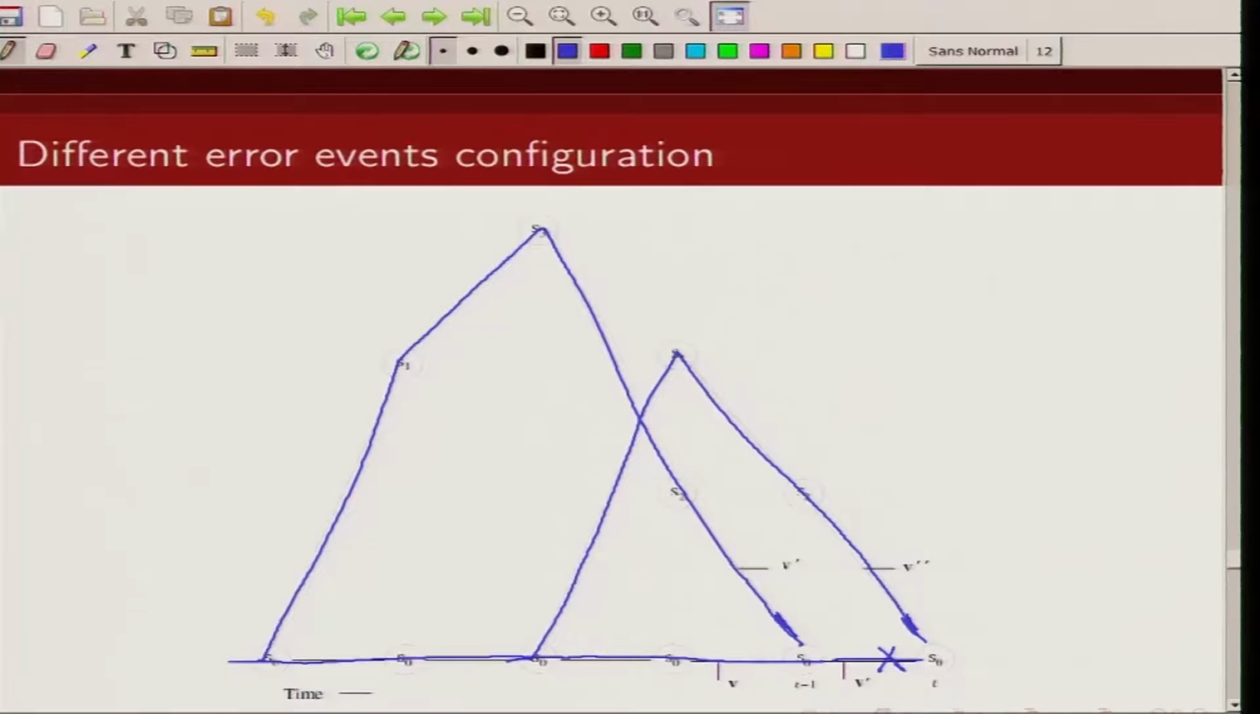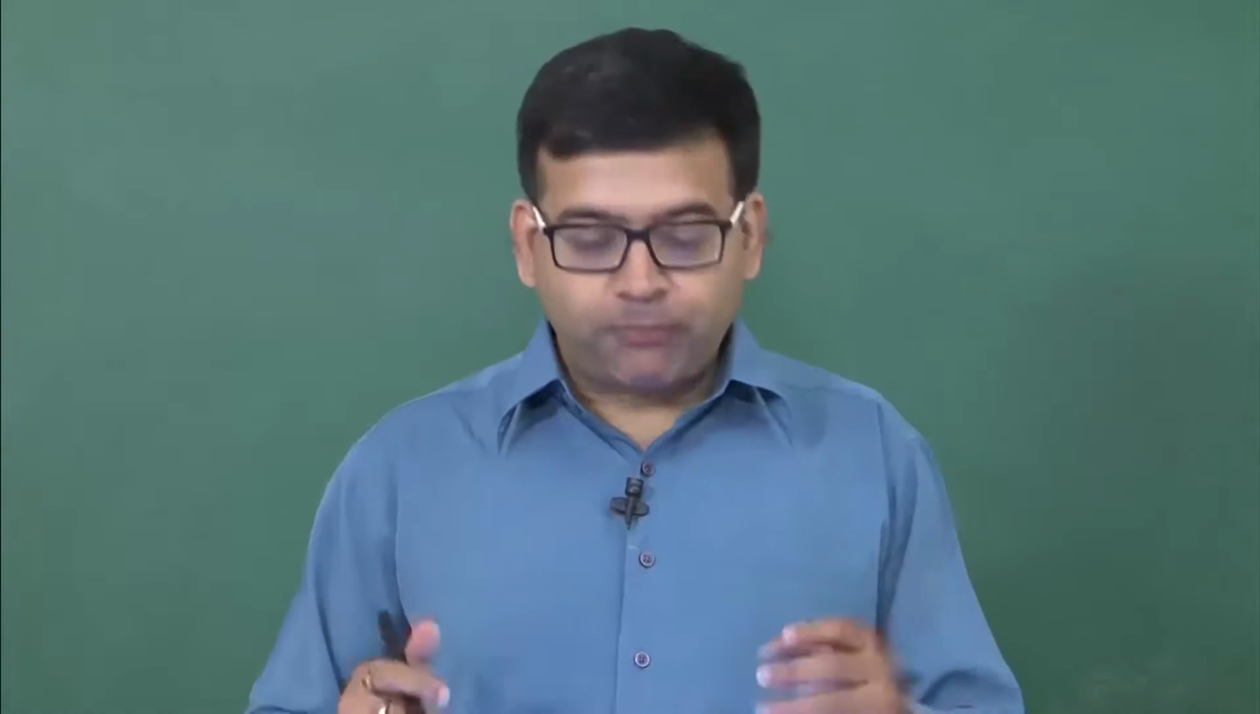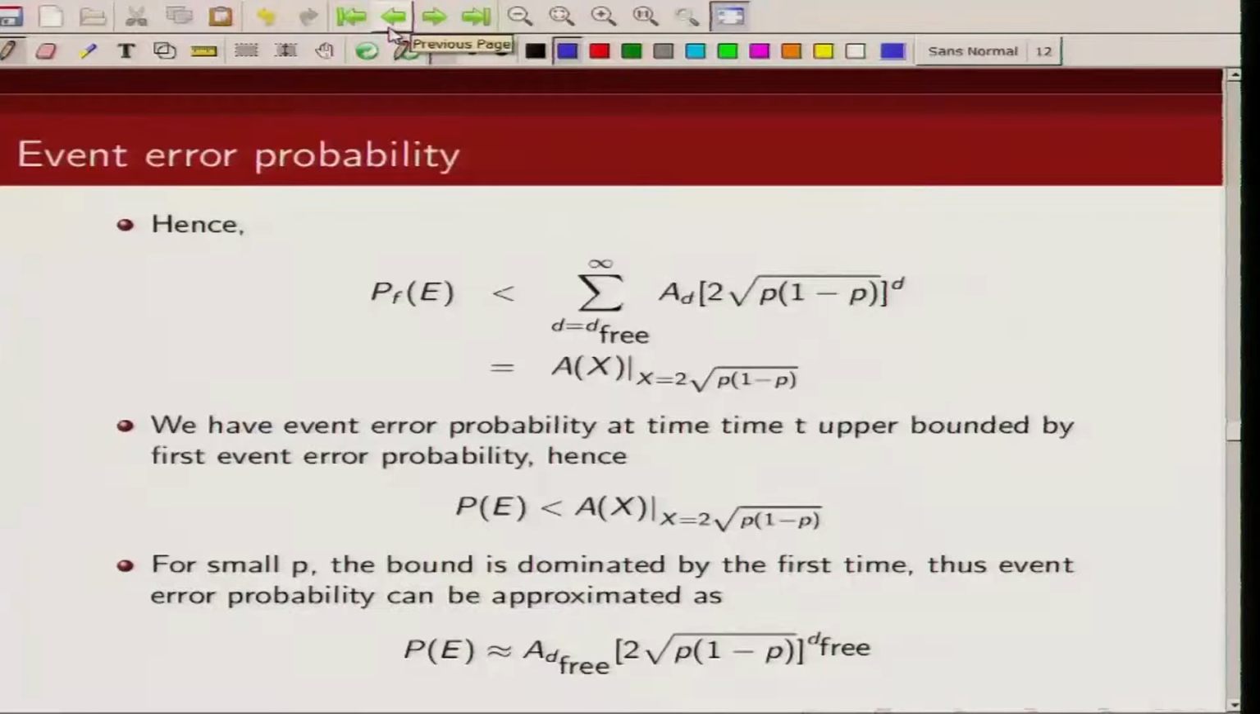Now, for each of these cases, we can upper bound the event error probability by the first event error probability, which we have already computed. So, we can write the probability of error in this particular fashion.